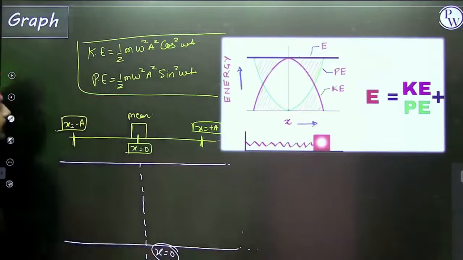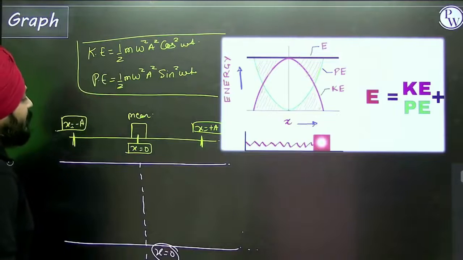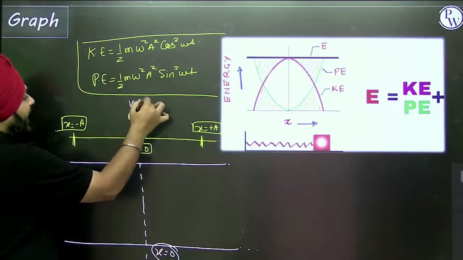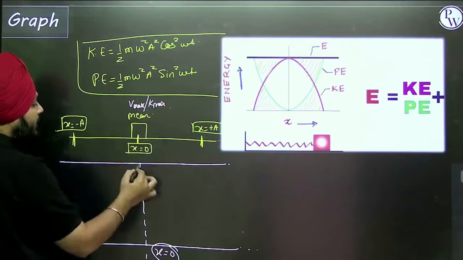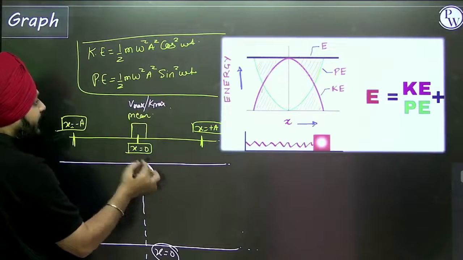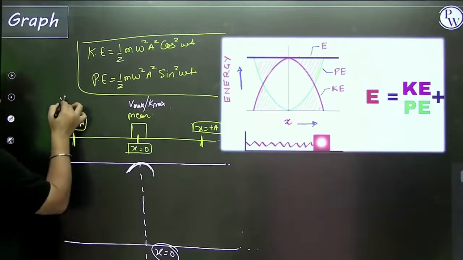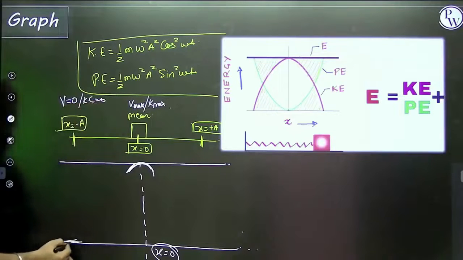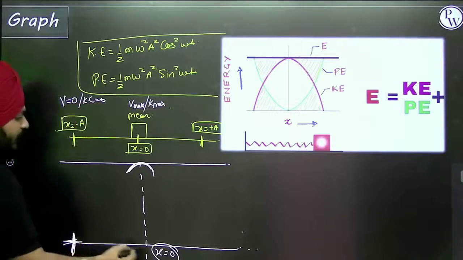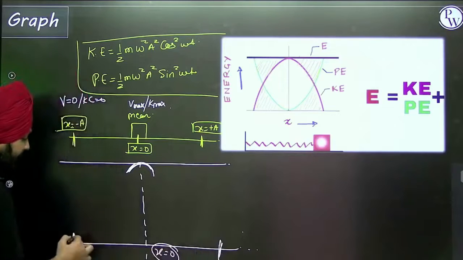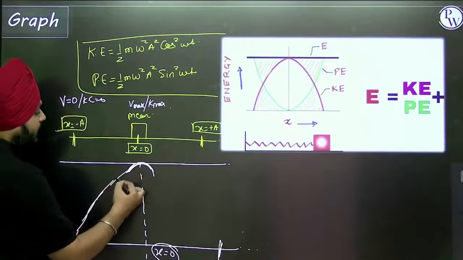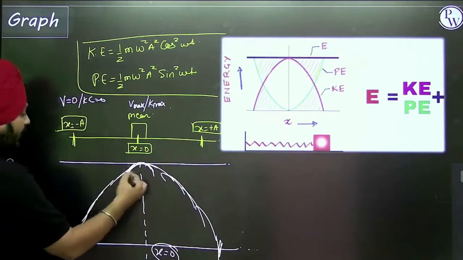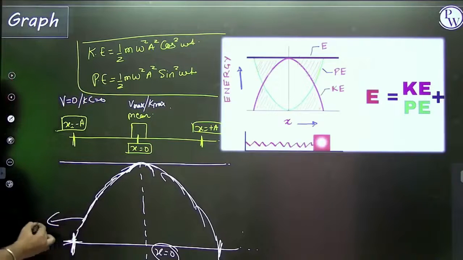x is equal to 0. If I want to plot this, at x is equal to 0 the velocity is maximum, so the kinetic energy is maximum. The graph of the kinetic energy will be like this. At the extreme points, velocity is 0, so it means kinetic energy is 0. So here the kinetic energy will be 0, and at this point also the kinetic energy will be 0. So the graph will be like this. This is the variation of kinetic energy.